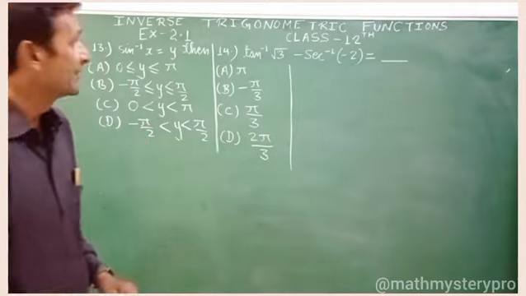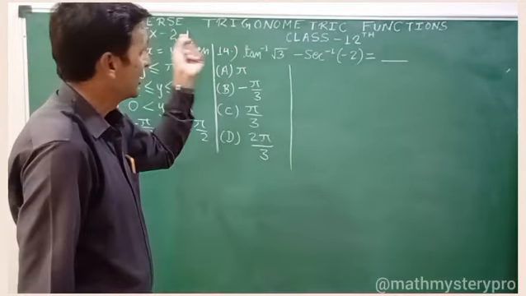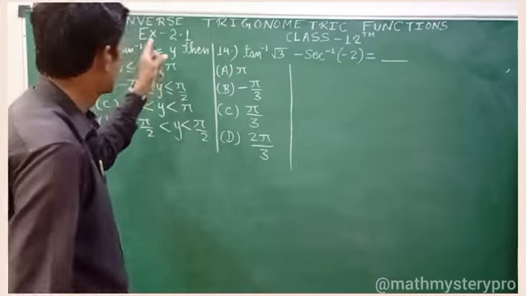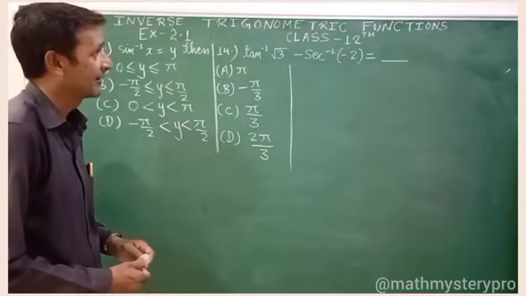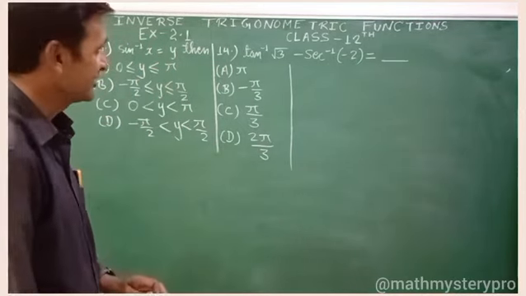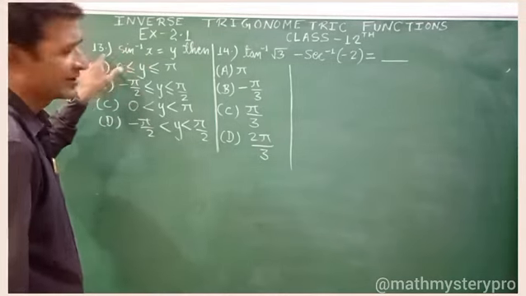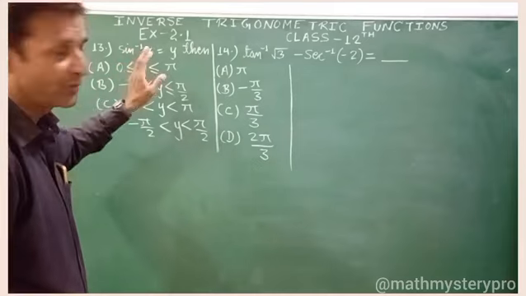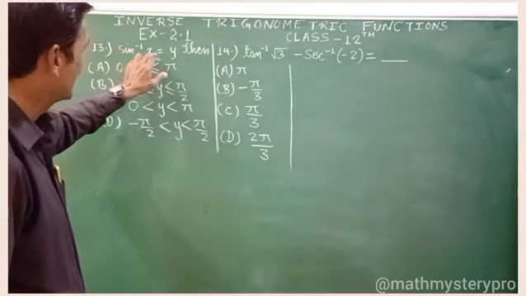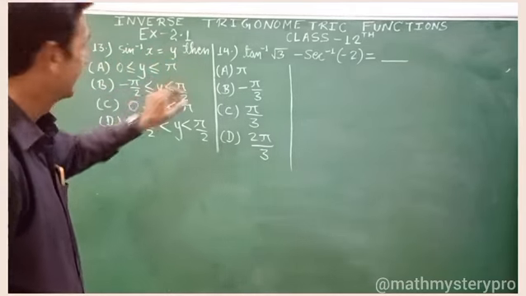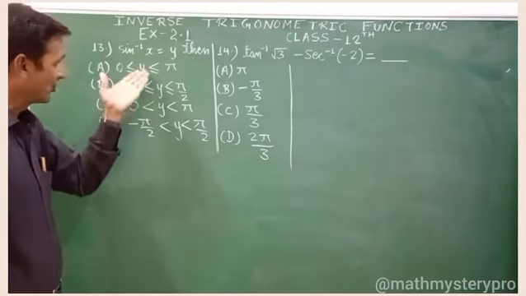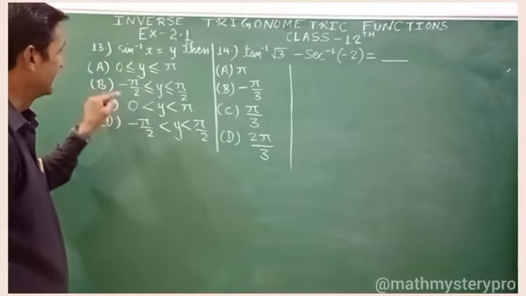Hello everyone, we are discussing again inverse trigonometric functions, exercise 2.1, second chapter. These are the last two questions, which are objective type questions. The first one is very simple, it is a principal value based question. The 13th question is sin inverse x is equal to y. Then we have to find out of these four options which one is correct.